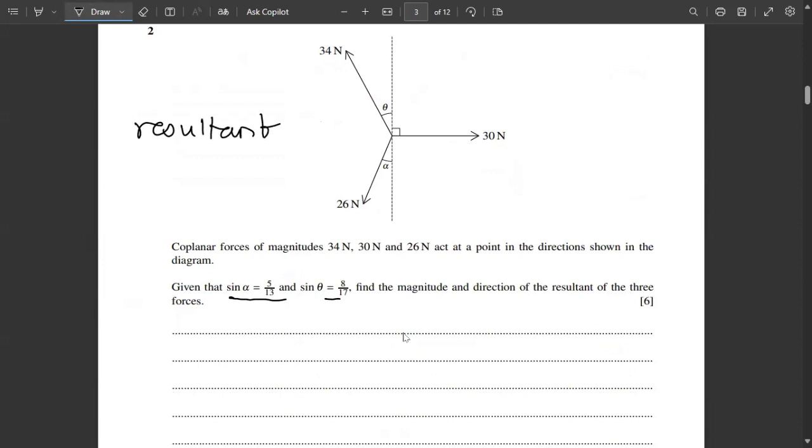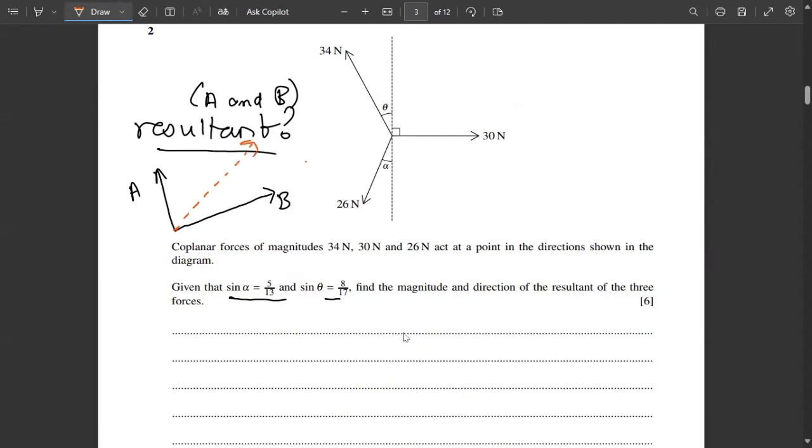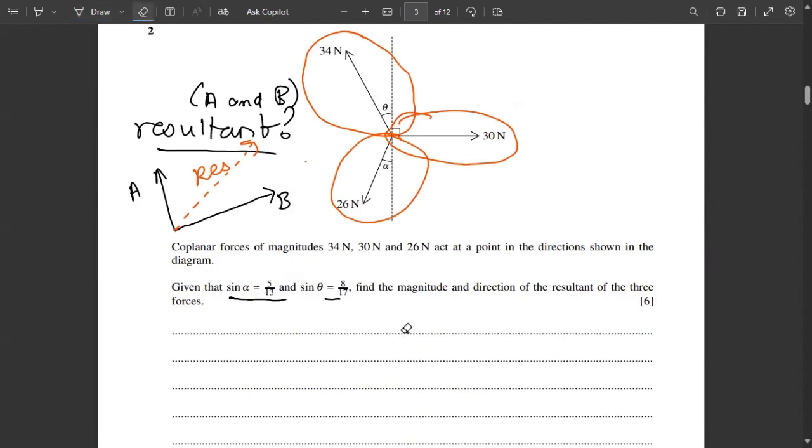If I tell you that there is one force acting like this, let this be A, and there is one force acting like this, let this be B. So what will be the resultant force of A and B? You will simply make a line in the center like this, and this will be the resultant force. So similarly, we have to find the resultant force for these three forces. So how do we find the resultant force?